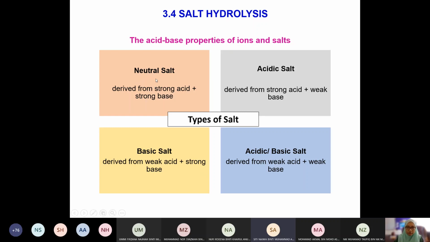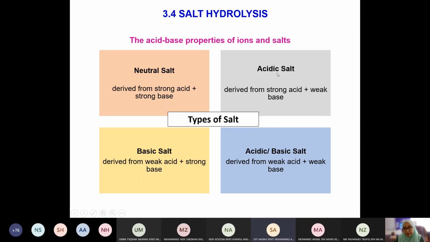Neutral salt is derived from strong acid versus strong base. If we react these two, strong acid versus strong base, we will produce a neutral salt. It is easy to imagine as strong against strong: you produce a product that is neutral because neither side wins. So we have neutral salt.